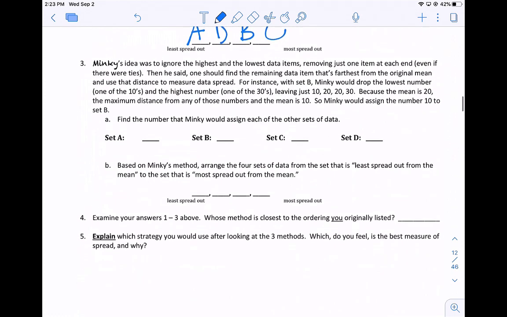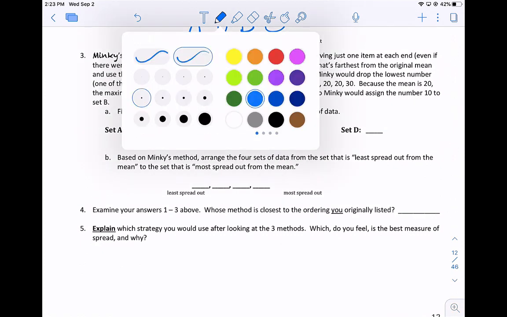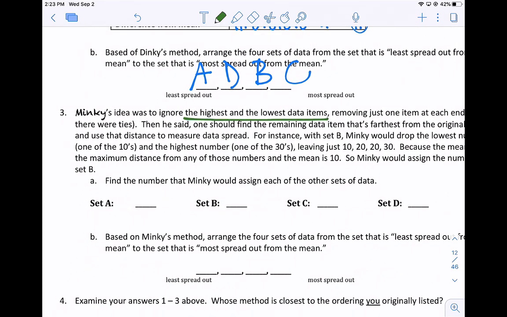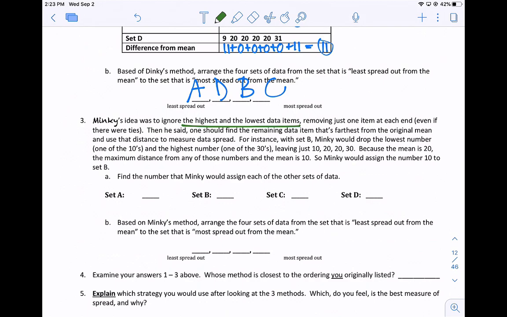Okay, we'll look at the last student, Minky. Minky's idea was to ignore the highest and the lowest data items, removing just one item from each end, even if there were ties. Then he said one should find the remaining data item that's furthest from the original mean and use that distance to measure the data spread. So furthest from the original mean. For instance, with set B, Minky would drop the lowest number, one of the 10s, and the highest number, one of the 30s, leaving just 10, 20, 20, and 30.